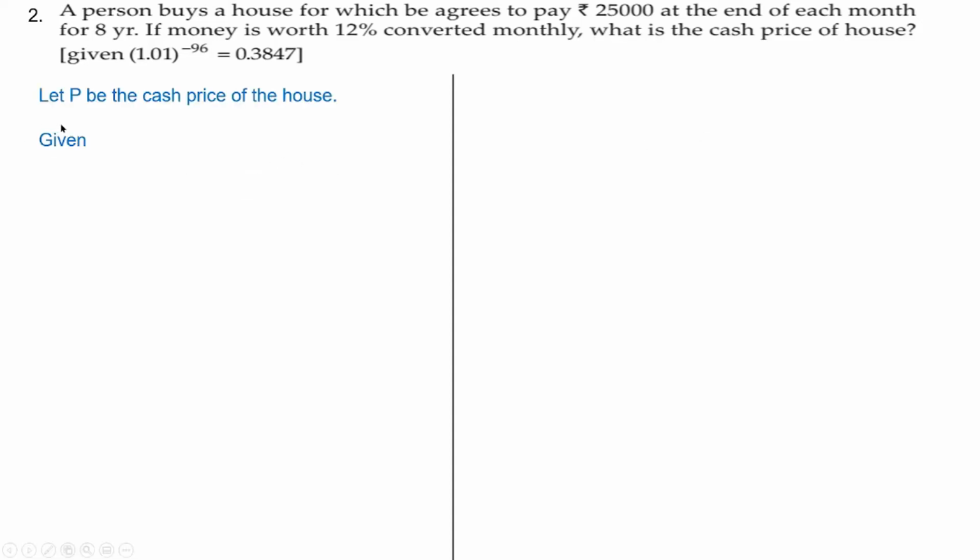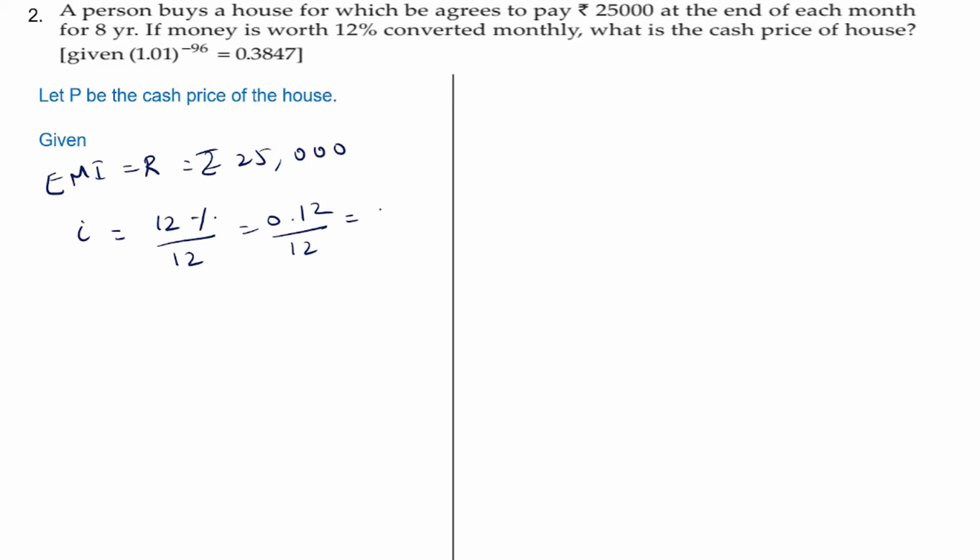So let P be the cash price of the house. Given EMI equal to R is equal to rupees 25,000. Then I is 12%, which is compounded monthly, so it is 12% by 12, so it is 0.12 by 12, or it is equal to 0.01. And N, it is repaid in 8 years, so N is 8 into 12, which is 96.